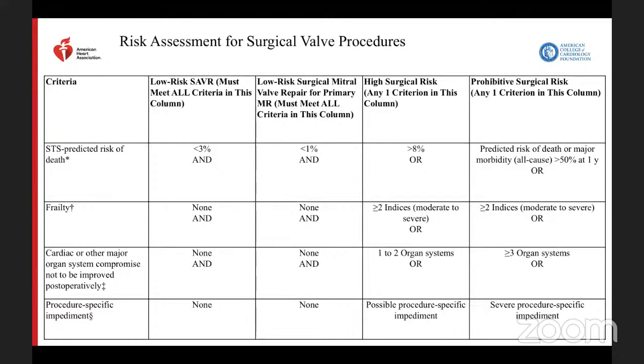For prohibitive surgical risk, any one criterion: either predicted risk of death or major morbidity for all cause more than 50% at 1 year, 2 or more indices indicating moderate to severe frailty, 3 or more organ system dysfunction, and severe procedure-specific impediment. That indicates a prohibitive surgical risk.